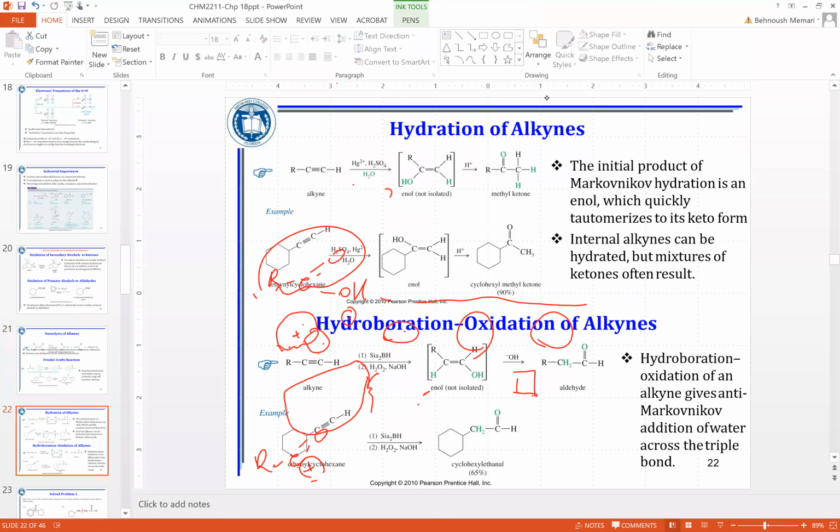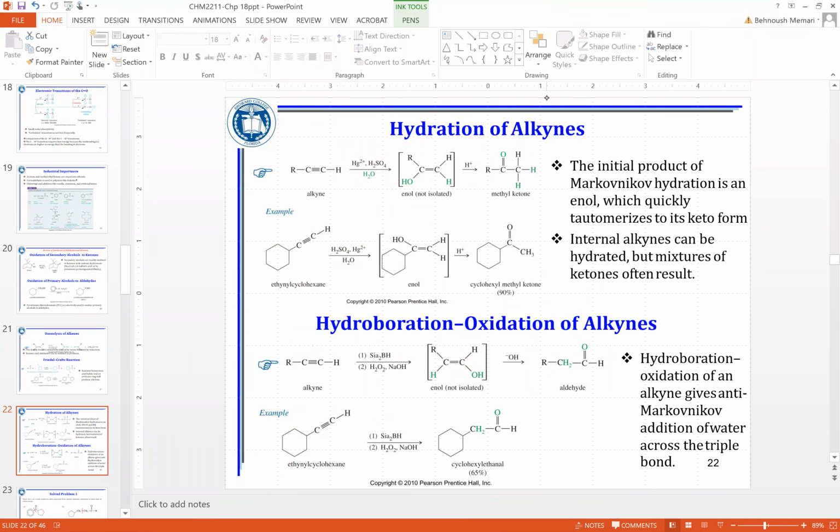Next type of reaction that would generate ketone or aldehyde is hydration of alkyne. Hydration of alkyne means you add water to the carbon-carbon triple bond. So hydration, it's adding H and adding OH.